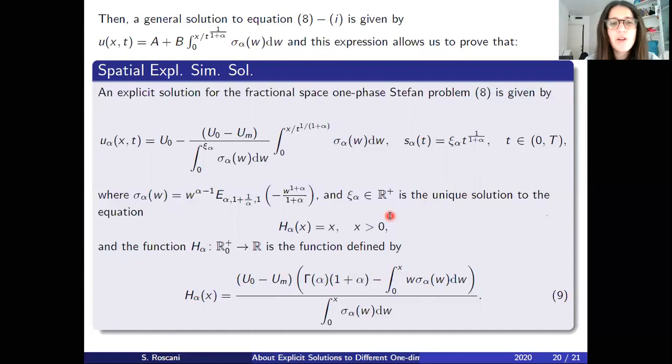We joined with Professor Tarsia and Lucas Venturato, who are my partners here at Rosario. And well, this is the last explicit solution that I would like to talk about.